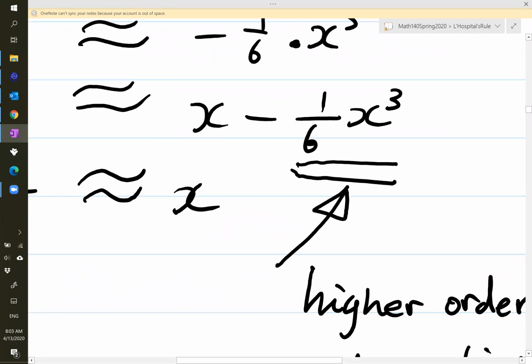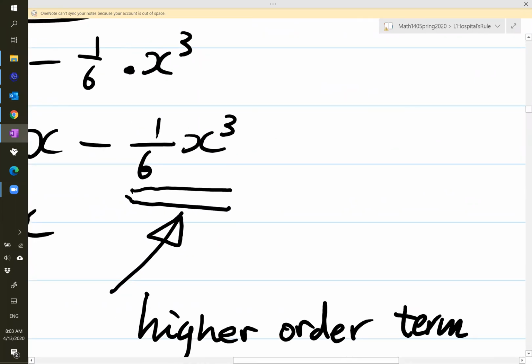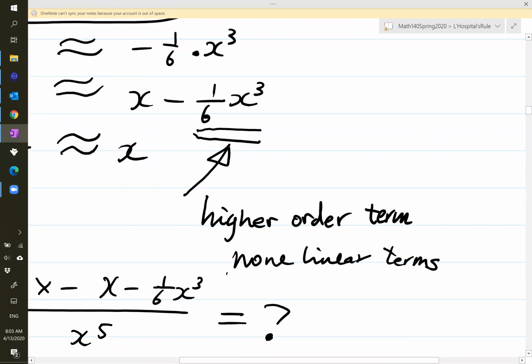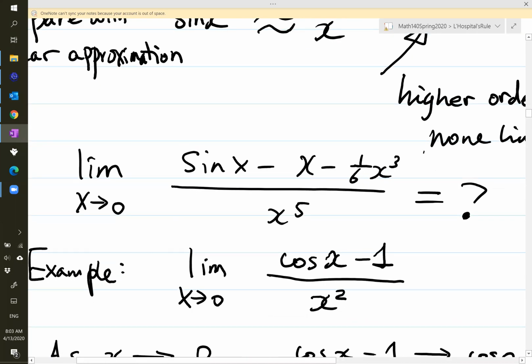Here, the term 1 over 6 x cubed is degree 3. It's called a higher order term. This extra term gives us more precise information than linear approximation. So this higher order approximation turns out to be better.